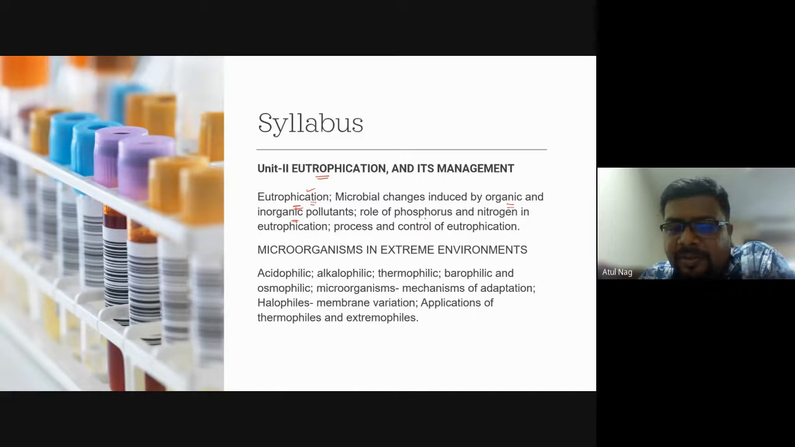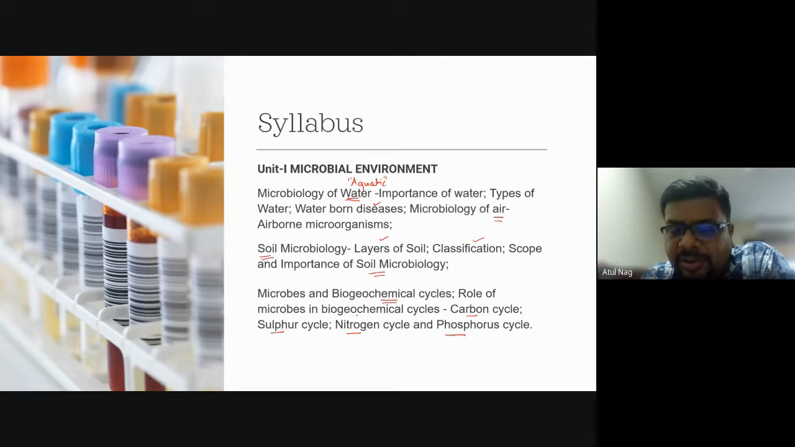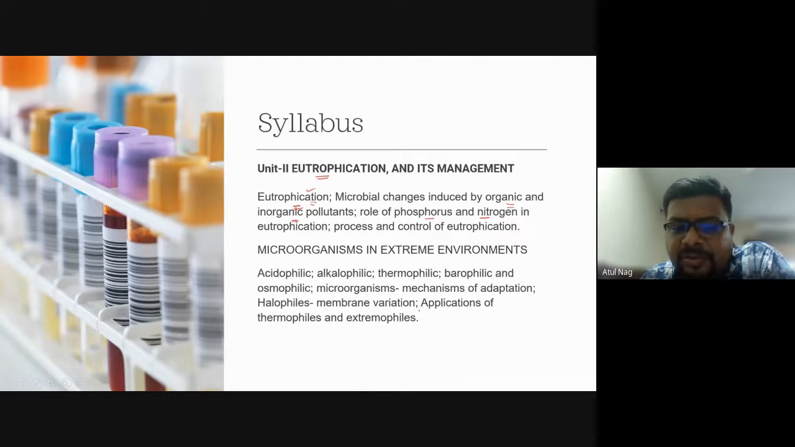Then we look at phosphorus and nitrogen. It's very crucial. In the first unit we saw the nitrogen and phosphorus cycle. So we'll also see how phosphorus and nitrogen are responsible for eutrophication. And obviously, if there is a problem, we should also discuss the solution. So we will talk about the process for how to control this particular eutrophication.